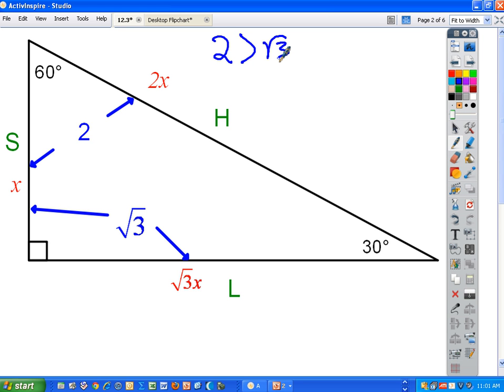Okay? So now, don't say anything out loud. I want you to just try this on your own here. What if I was given that the short leg had a length of 5? Okay, the short leg has a length of 5. And I want to find the other two sides of that right triangle. I want you to think to yourself what you would do.